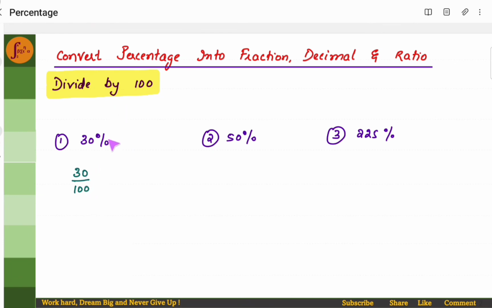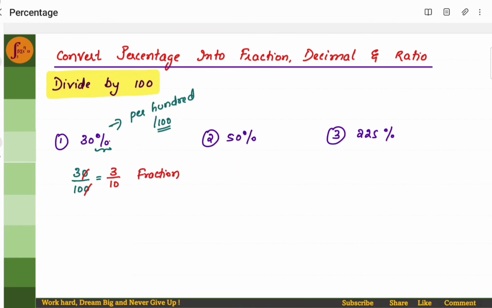One more way: what is percent? Percent is per 100, by 100. Remember this. So if you have percent, you will have to write by 100. Since you have percent here, you will write percent as by 100. So 30 by 100, which is nothing but 3 by 10. You have converted percentage to fraction.